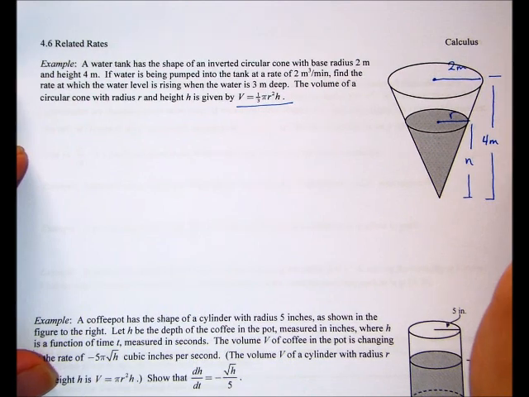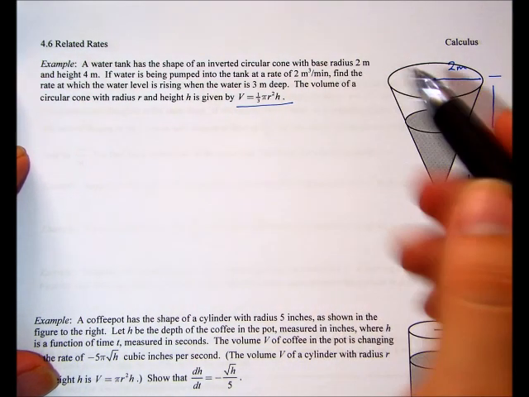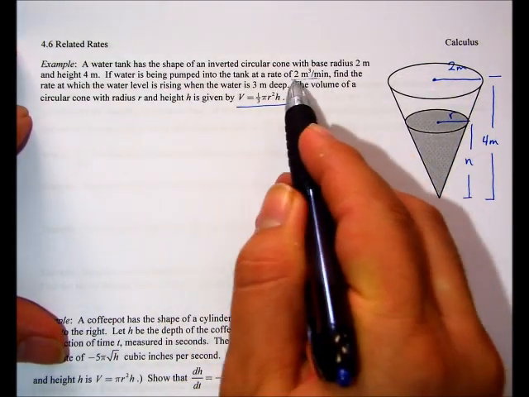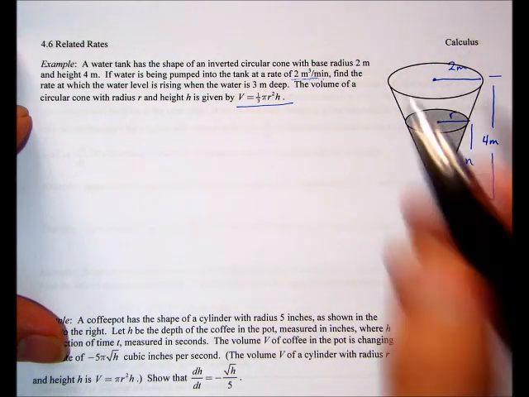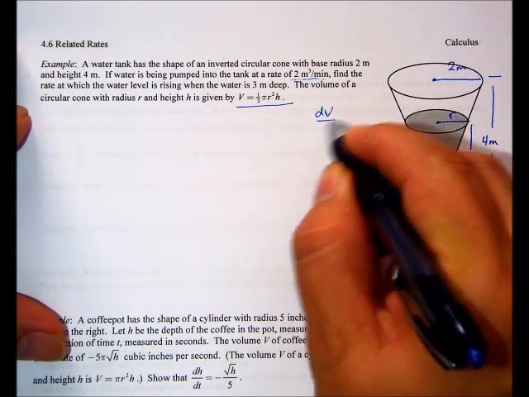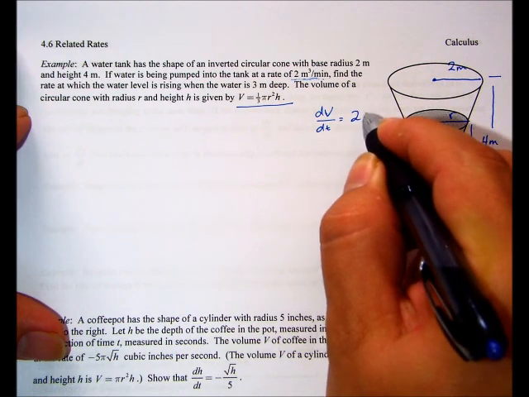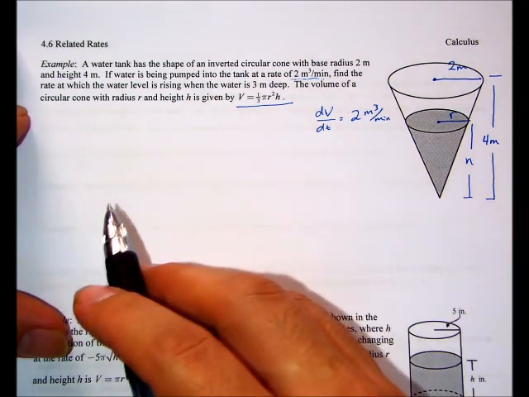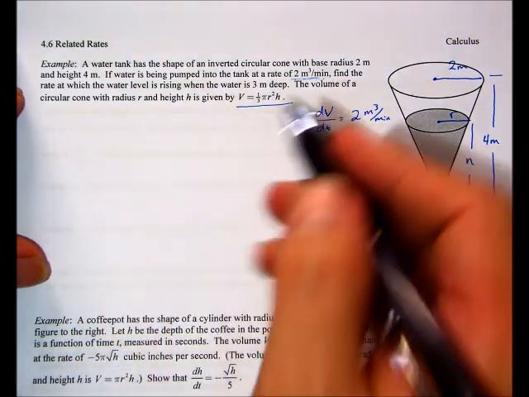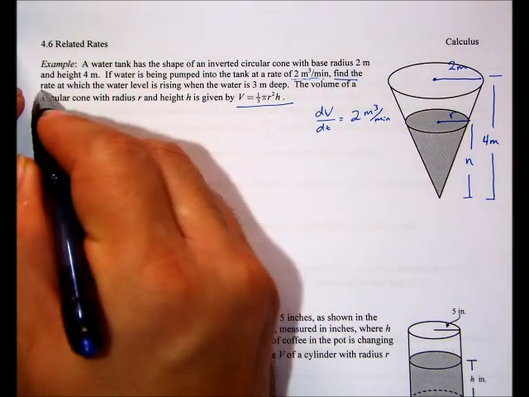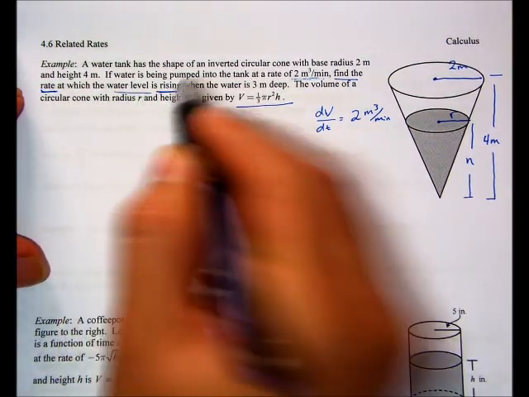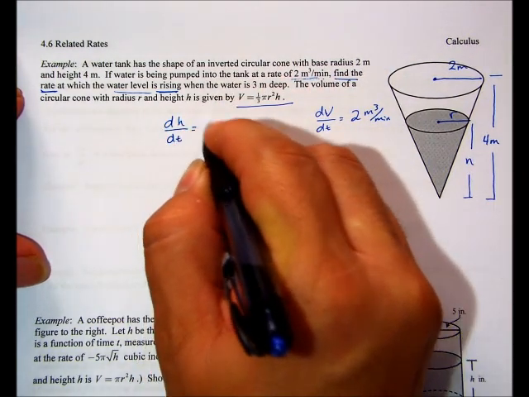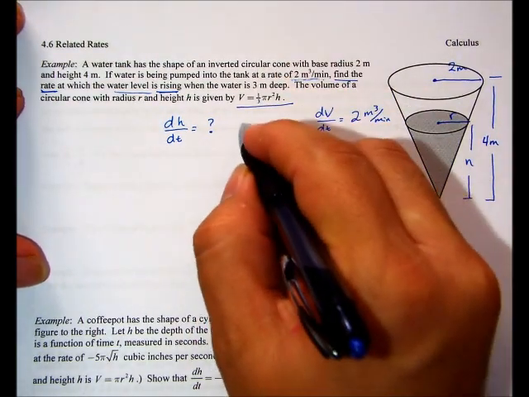So what we're going to do here, we want to be able to find, well, let's see what we have here. We know that water is being pumped into the tank at a rate of 2 meters cubed per minute. We know meters cubed is going to be volume, so we know that dV/dt is 2 meters cubed per minute. That's the rate of change of volume with respect to time. We're looking for, find the rate at which the water level is rising.